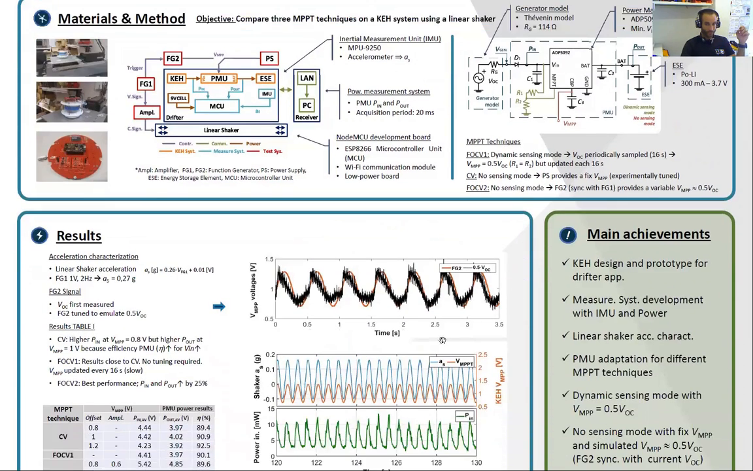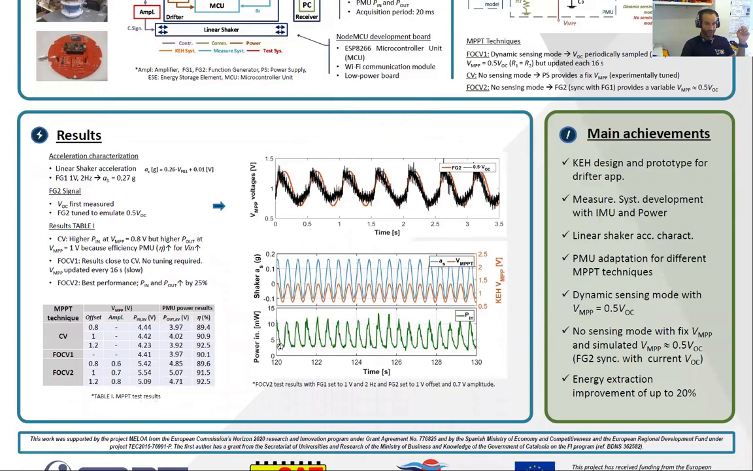Three tests were performed in the laboratory using these three techniques with a linear shaker, previously characterized. For the second technique, we can see here how the generated signal matches the current half of the open circuit voltage of the generator. In view of the results, we can see that up to 20% of the energy extraction can be improved with this simulated fast fractional open circuit voltage technique.